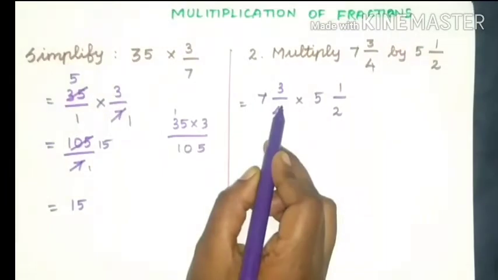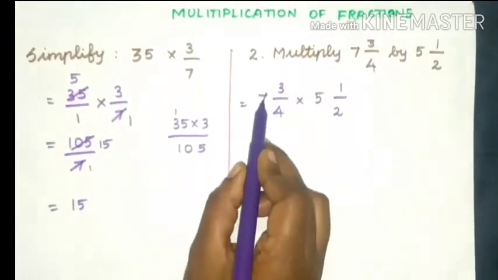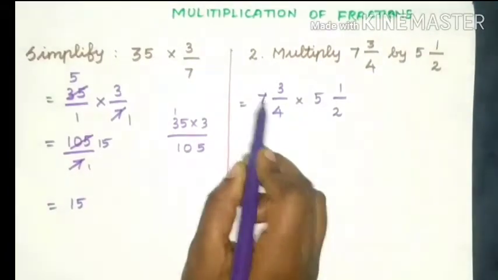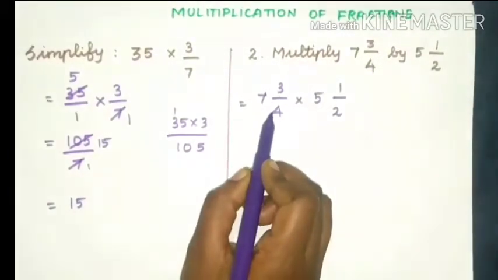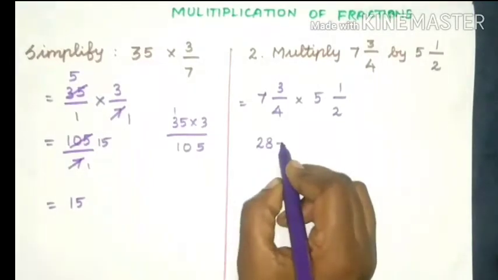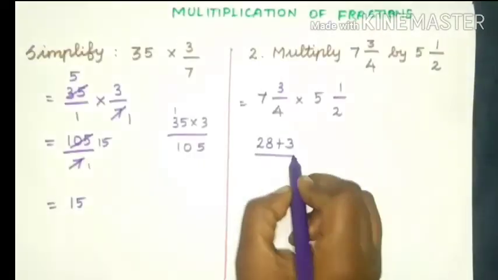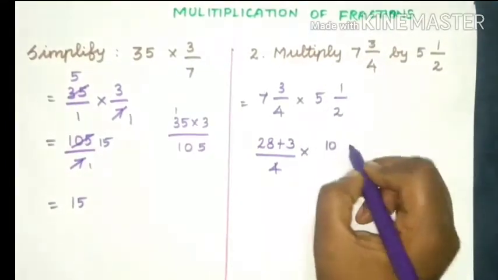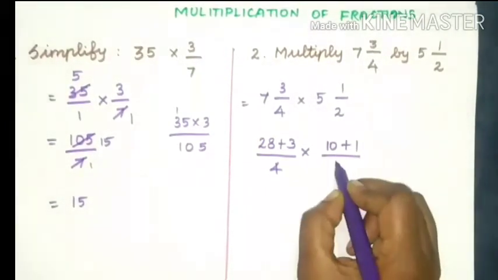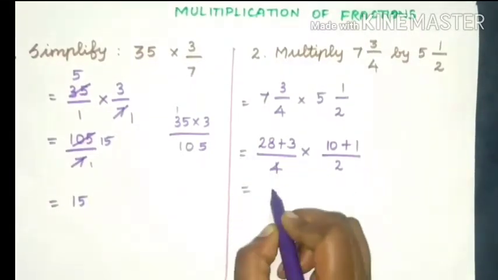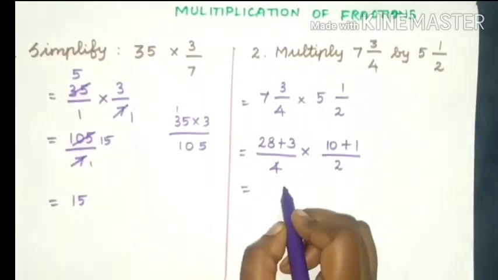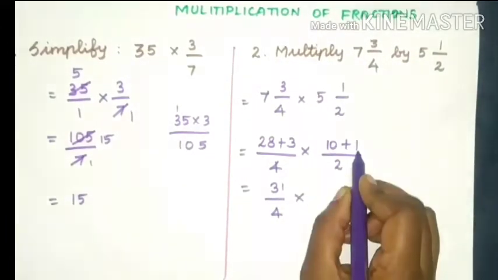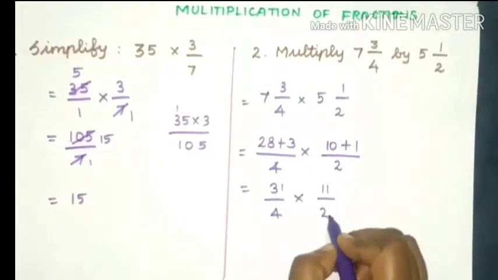To change the mixed fraction into an improper fraction, first you have to multiply the denominator into the whole number. That is 7 into 4 is 28. 28 plus numerator, divided by denominator. 28 plus 3 is 31 divided by 4. Into 5 2s are 10 plus 1 is 11 by 2.